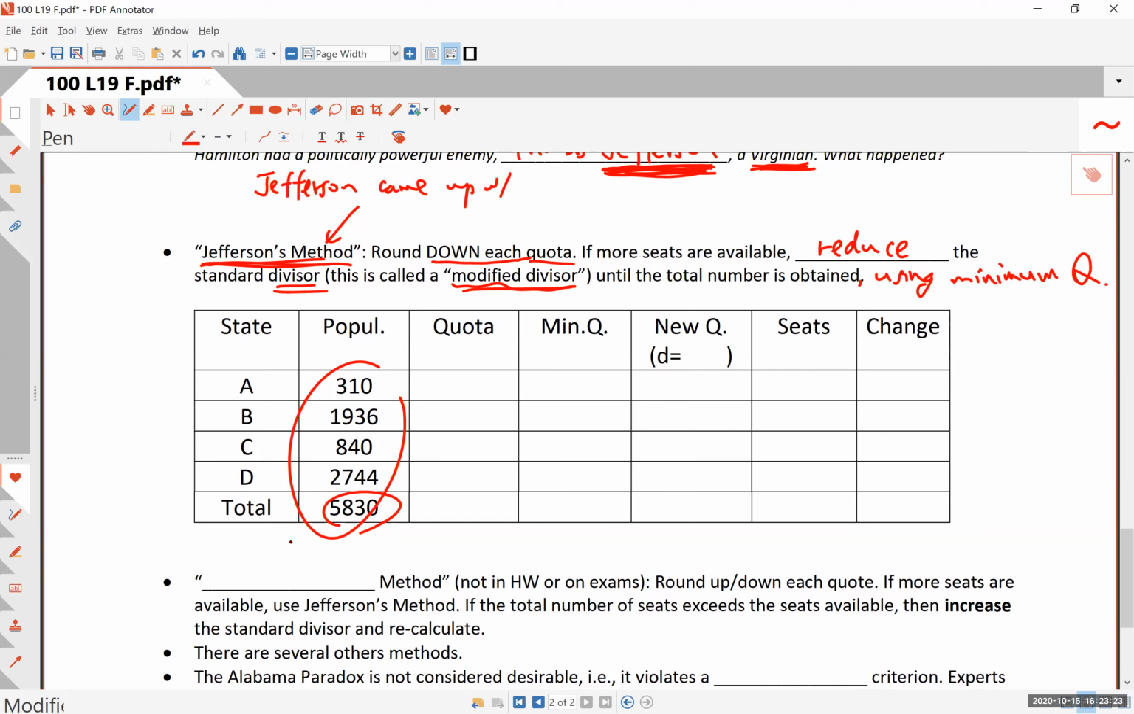Okay, the total number of people in this country, the 4-state country, is 5,830. The quota, this is the standard quota, all right, and so these are 1.489, 9.298, 4.043. Same as before, like the very first time we did this. And then, of course, this adds up to 28, not surprisingly, okay? The minimum quota, remember, you throw away the last part after the decimal point. So it's 1, 9, 4, 13. This is as before. This adds up to 27.